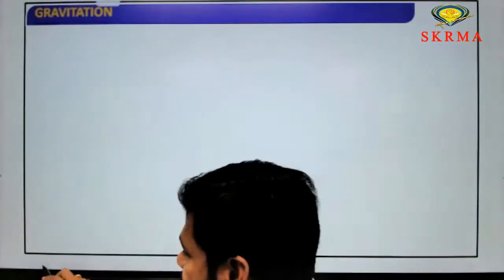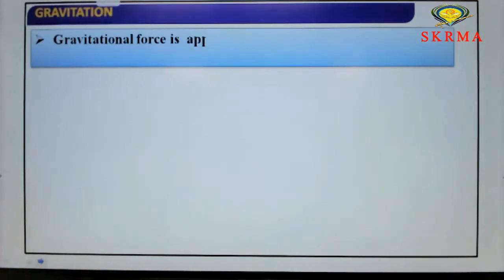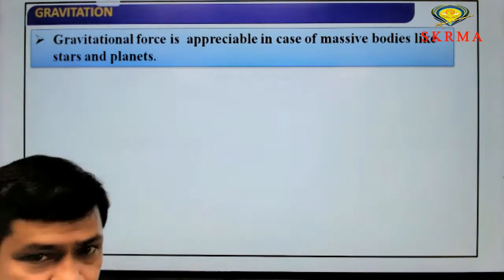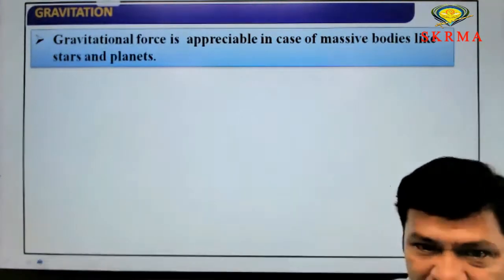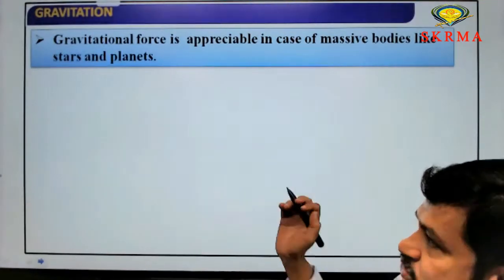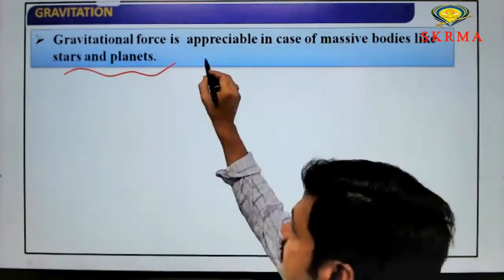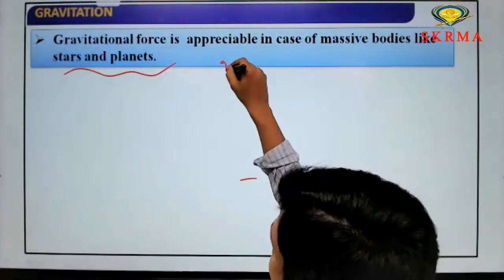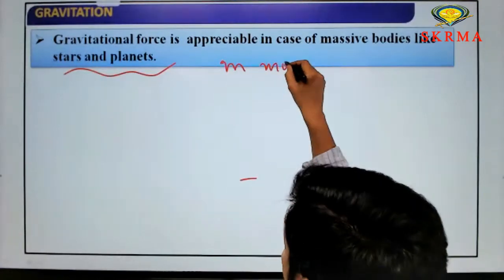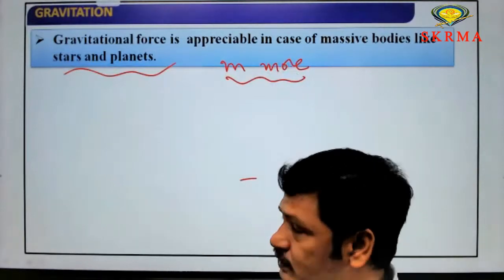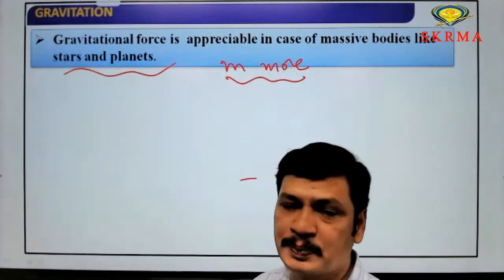The next one is that the gravitational forces are predominant, or very high, in the case of heavier objects like stars and planets. Stars, planets. Why? Because mass is more. When mass is high, gravity is high. That's why I said gravity is a mass dependent phenomenon.